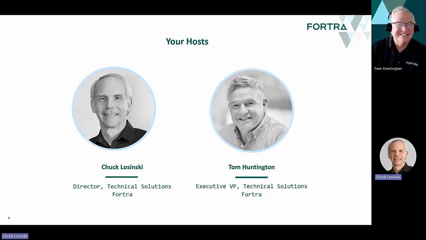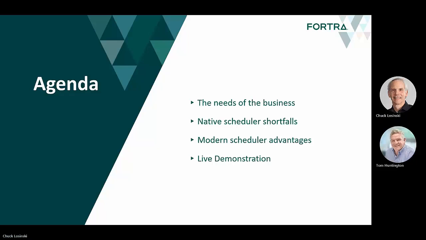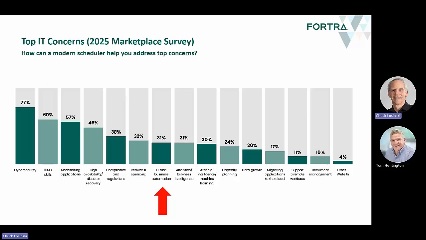Sounds good. Let's talk about our agenda. Okay, so in terms of what we're going to talk about today, we're going to talk about the needs of the business. We're going to talk about the shortfalls of the native scheduler. Then we're going to roll into the modern scheduler advantages. There we're going to talk about the robot scheduler and the add-on technologies that you can leverage with that. And then we're going to spend actually most of our time today in a live product demonstration.